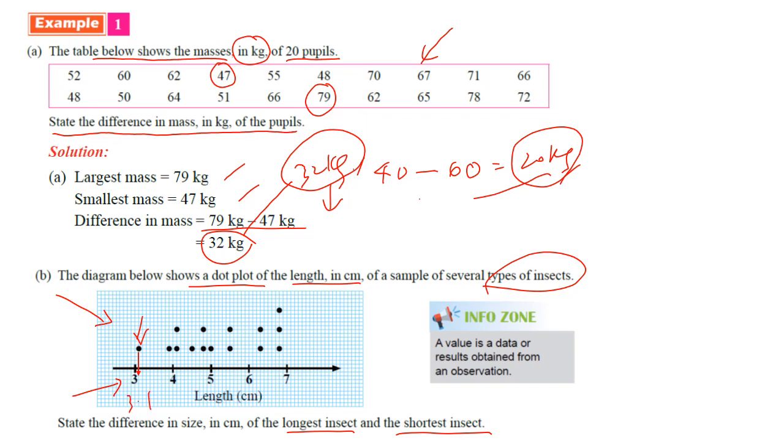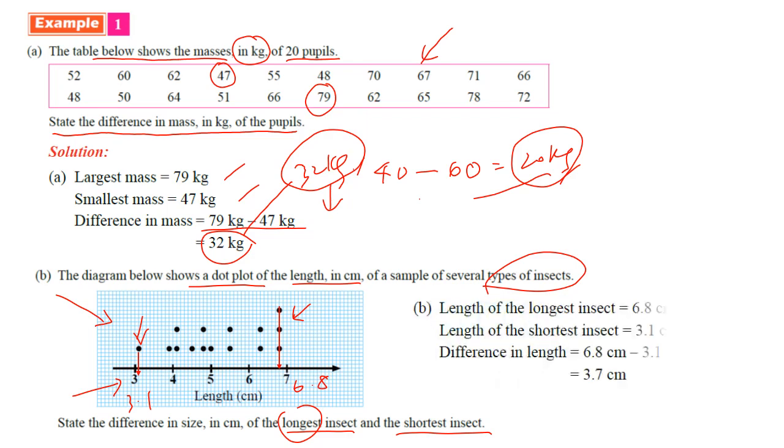Yeah, and then for the longest is here. Yeah, this dot, and I think it's exactly 6.8, and you find the difference is 3.7 cm. That is how the length of the insects is distributed or scattered.